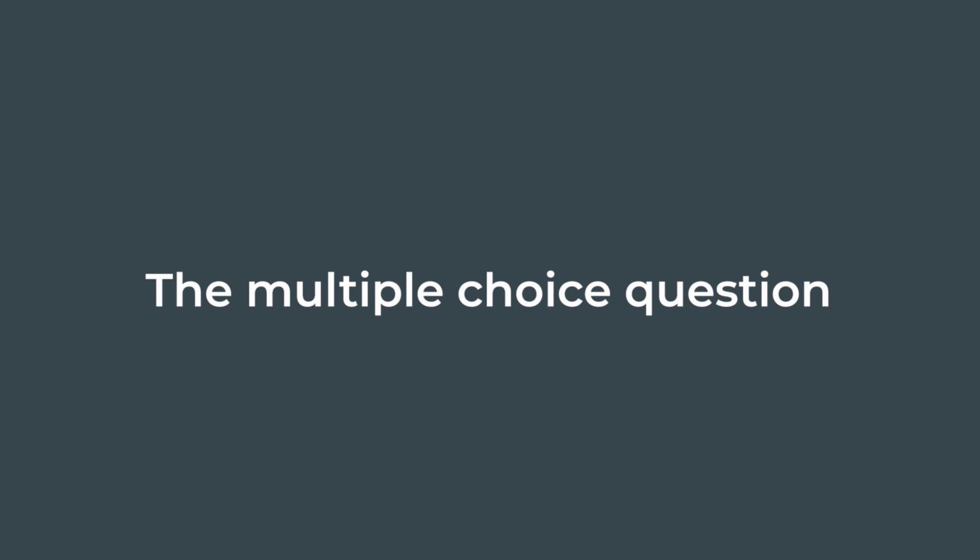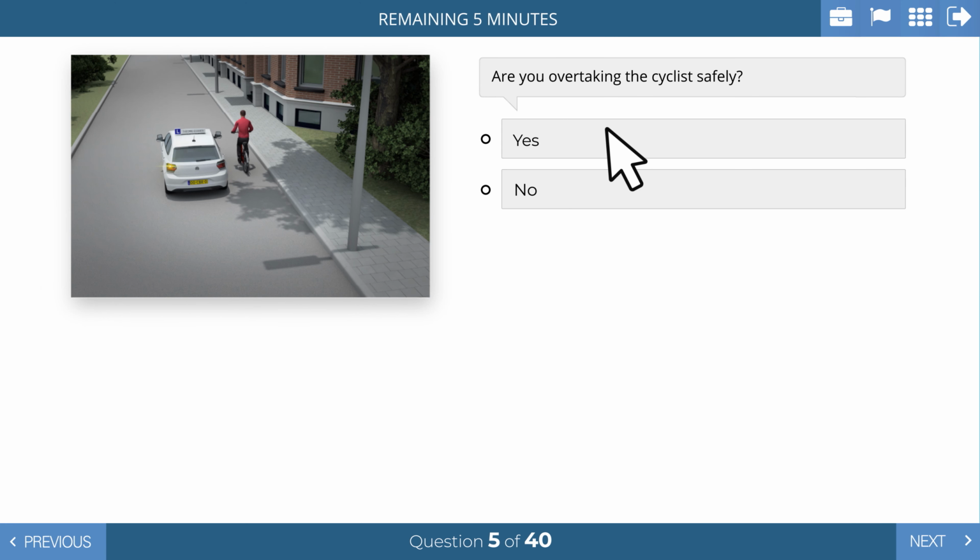The multiple choice question. For these questions, you'll be given several possible answers. There will usually be 2 or 3. One of these answers is correct. The questions can be read aloud for you by the computer system. During the official theory exam, you must use earplugs that you put in, which will be provided for you at the testing center.